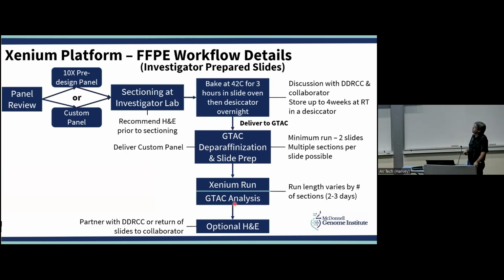Now, if you do feel comfortable doing the sectioning and slide placement yourself, this is basically how you modify the protocol. Again, you still have to do all this stuff up front with your panel review, decide what you're going to run, etc. You do the sectioning. Then the slides have to be baked for 3 hours and then placed in a desiccator overnight. Again, there are multiple notes here about things you should consider when doing this. And then at that point, you would deliver the slides directly to us.